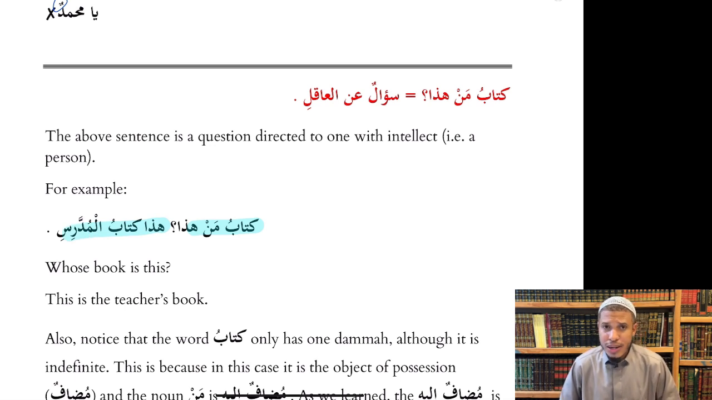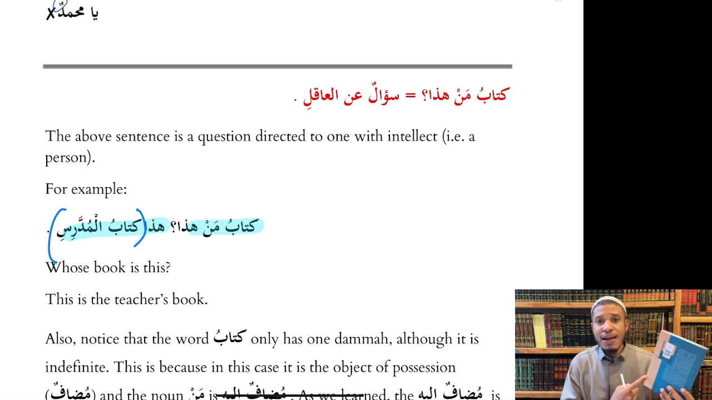نعم. We already learned that man is اسم استفهام للعاقل. So كتاب من. We usually would translate this as whose book. Whose book is this? كتاب من هذا. Look at the answer. هذا كتاب المدرس. Now look at the مضاف مضاف إليه construction as we just learned. هذا, meaning the book that you're pointing to. كتاب المدرس is the teacher's book. كتاب من هذا. هذا كتاب المدرس.